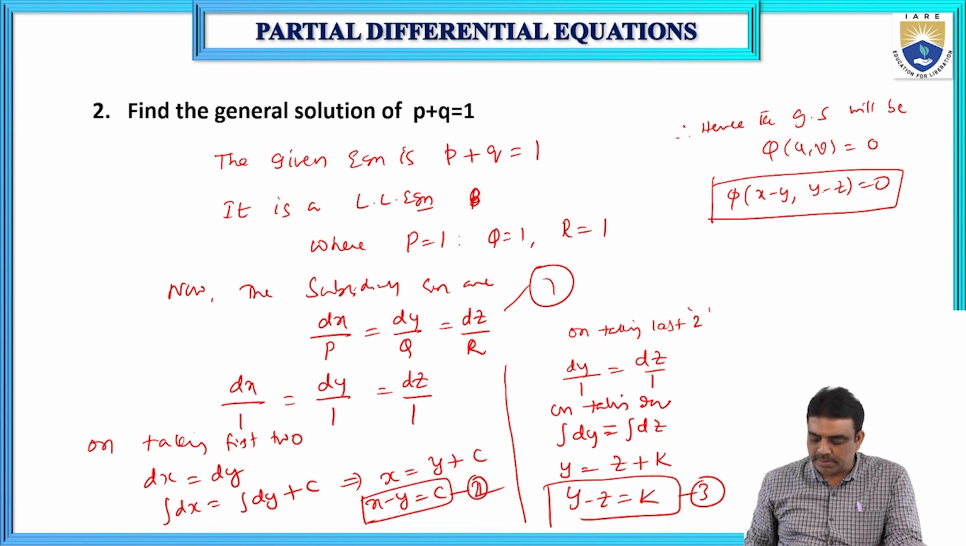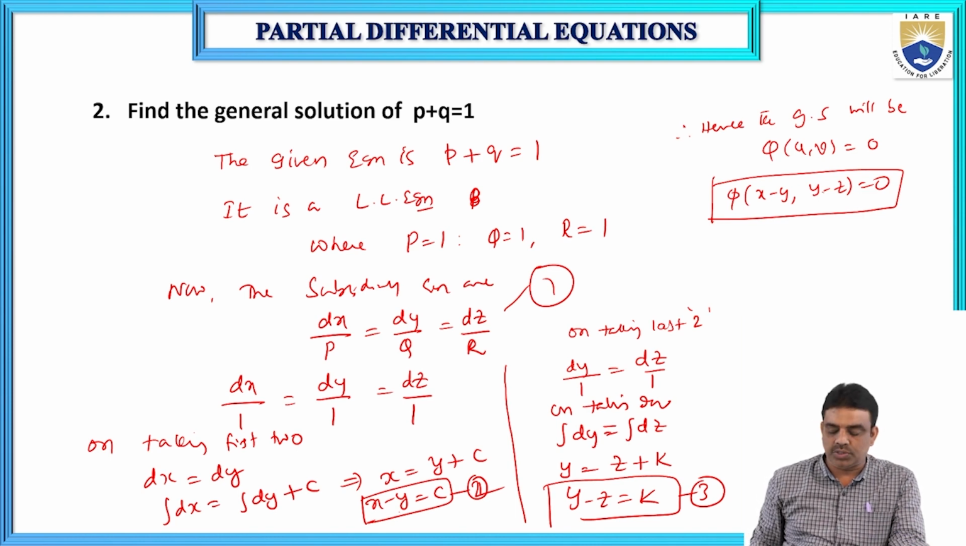Right? This is very simple. Just you have to observe the working principle. You have to write the P value, Q value, R value and solve the equations. Thereafter you get the two solutions, and by writing the two solutions in phi of u comma v is equal to 0, you will get the final solution.